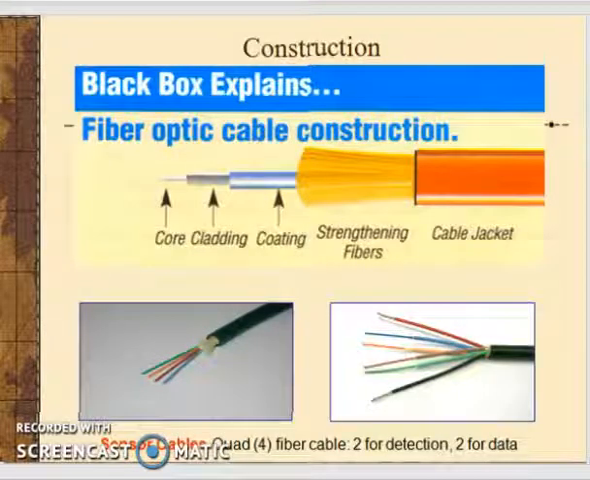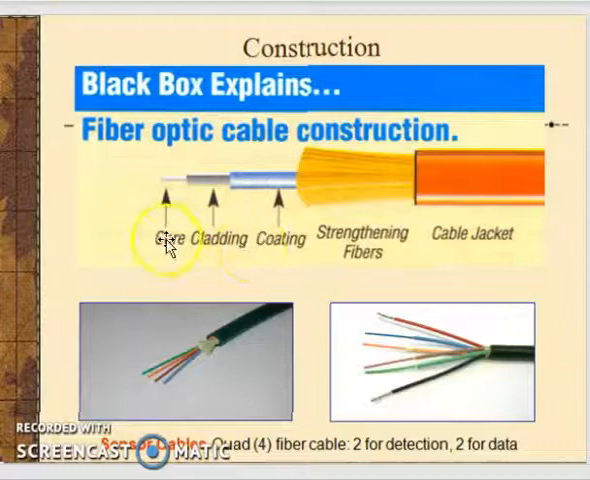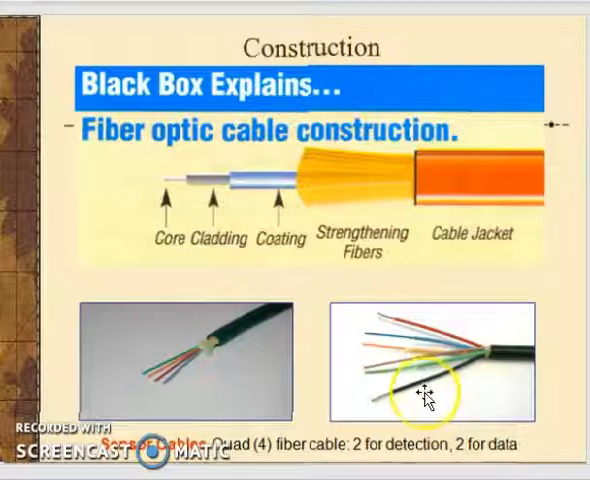The construction of optical fiber cable. This is the optical fiber cable shown in the figure. This is the core portion, the clad portion, this is the coating, these are the strengthening fibers, and this is the cable jacket. There are also types of optical fiber: sensor cables and detection cables, or data cables.